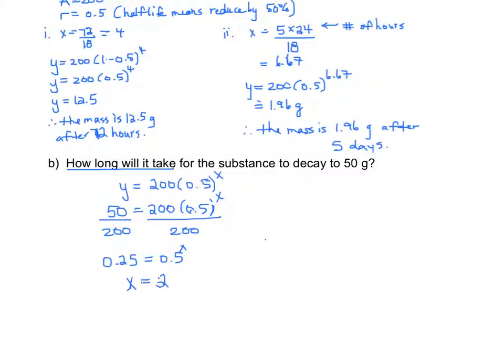Now, remember that x is the number of half-lives. So 2 half-lives, if every half-life is 18 hours, would be 36 hours.